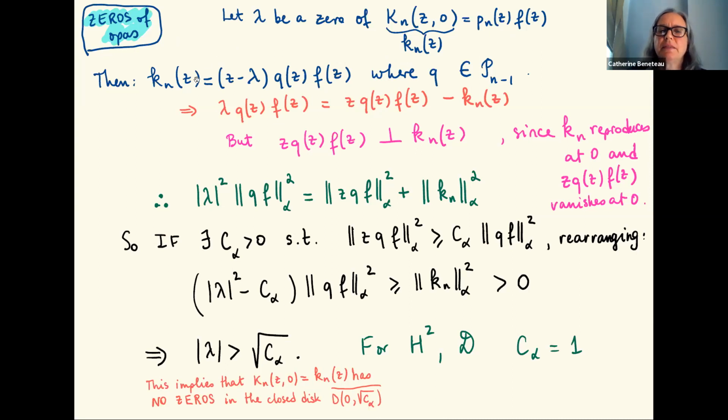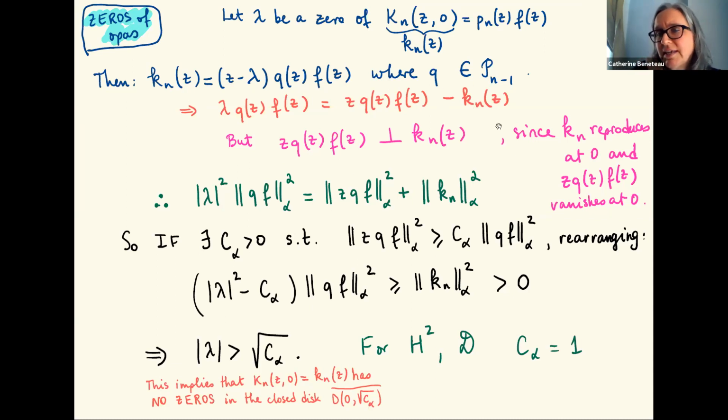So that means that I can pull out that 0. Okay, this is the 0 lambda, I don't know where it is, times some other polynomial of some smaller degree, 1 degree less, right? Because I pulled out 1 degree times f. Okay, so rewriting this expression by sort of multiplying this through and bringing it to the other side, I get that lambda qf is zqf, and then minus bringing kn over here. Okay, so lambda is the potential, is a 0. Let's say lambda is a 0 of kn.